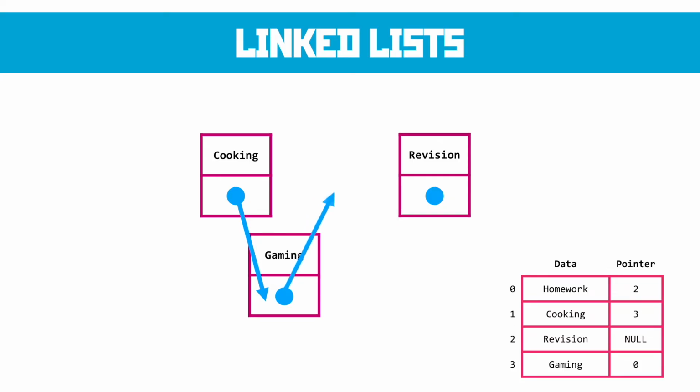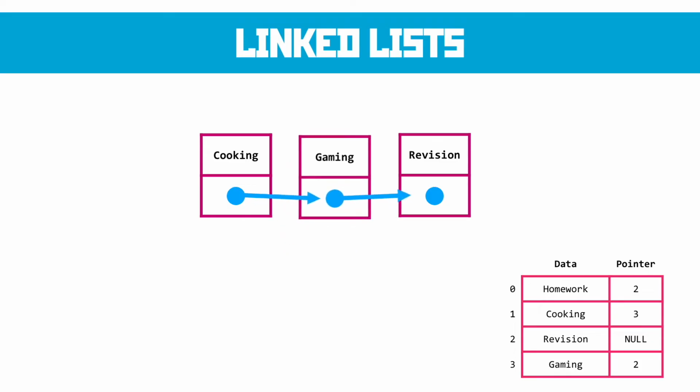So we need to update that pointer so it points to revision instead. Then we've got a linked list. Notice the item doesn't necessarily get deleted from the array. It can get erased and blanked out, but it doesn't need to be. The linked list is still perfectly fine and works accurately in this case.